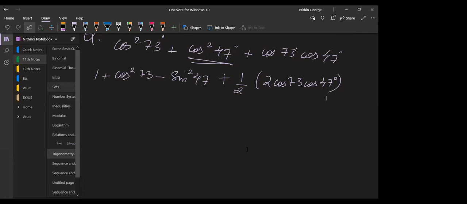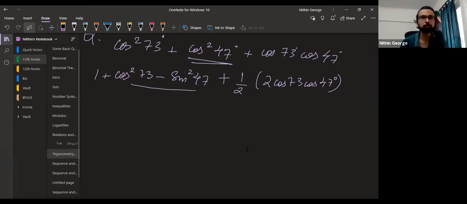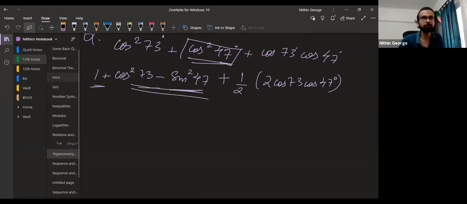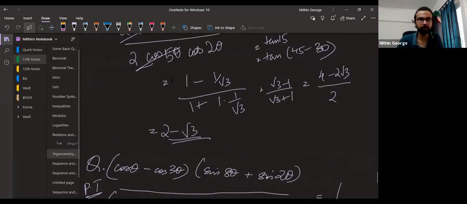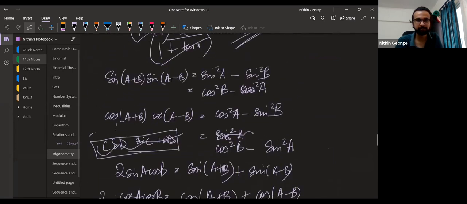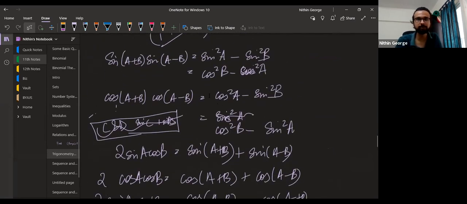And how do you solve that, 1 plus cos square 73 minus cos square 47? No, I just wrote this cos square 47 as 1 minus sine square 47. I'm asking generally, sir, how do you proceed with that? This one. Okay. So last time I gave you one formula, right? Cos square a minus sine square b is cos a plus b into cos a minus b. All right. So this is what I wanted you guys to recollect.